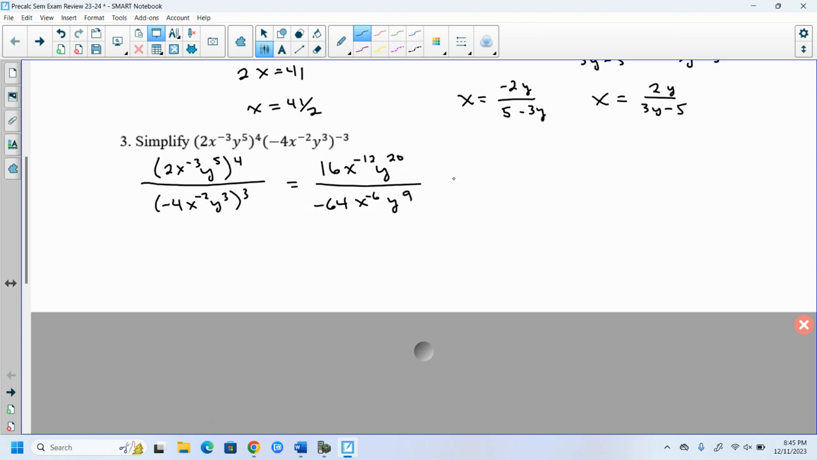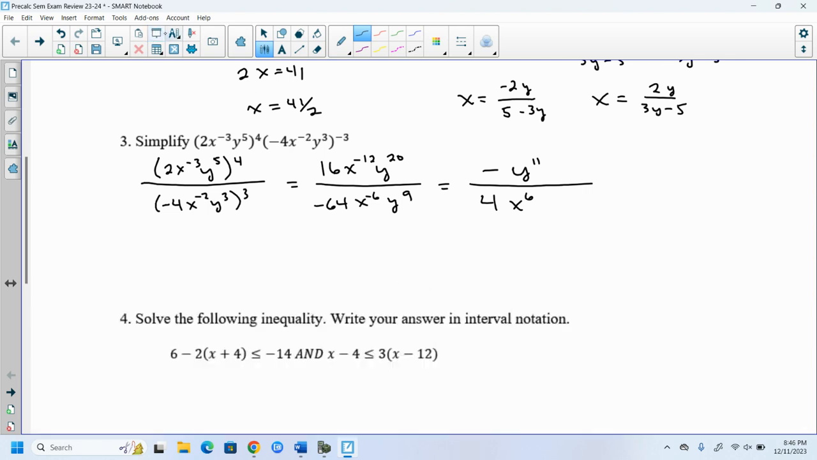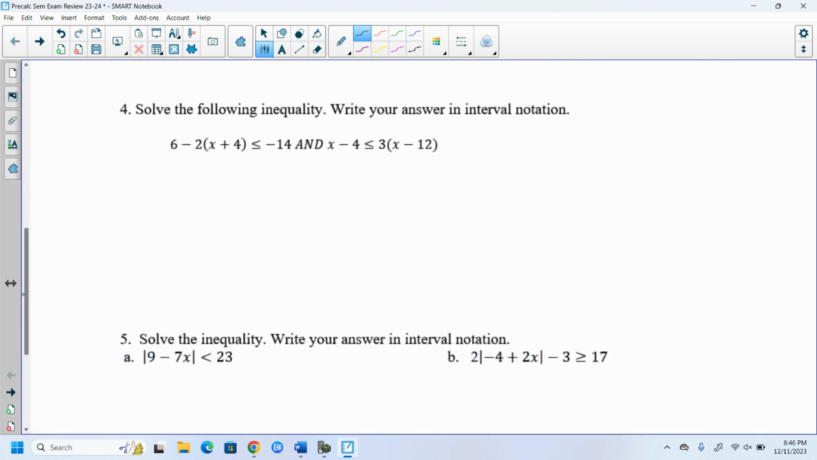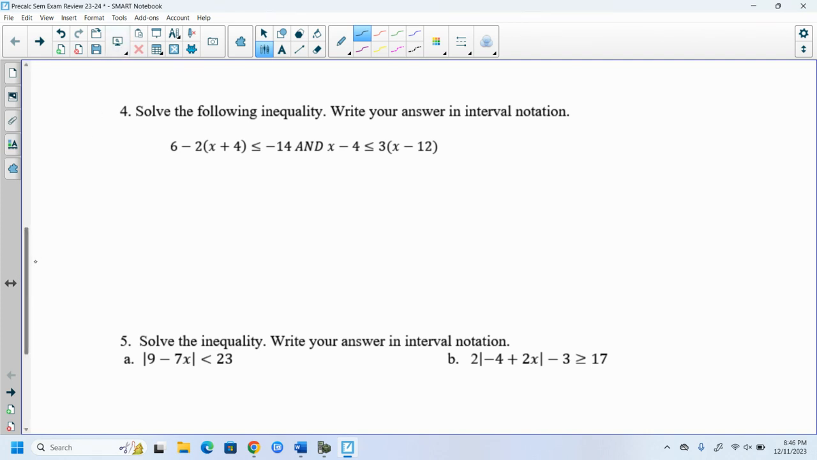So we do have a positive divided by negative, so overall my answer will be negative. I'm just going to put that in the top. I am going to end up with y to the 11th. 16 divided into 64 will reduce to 1/4. And then when you're done, -12 minus -6 is -6, but you have to move that down below to get 4x to the 6th in the bottom. So we got negative y to the 11th over 4x to the 6th for that answer.